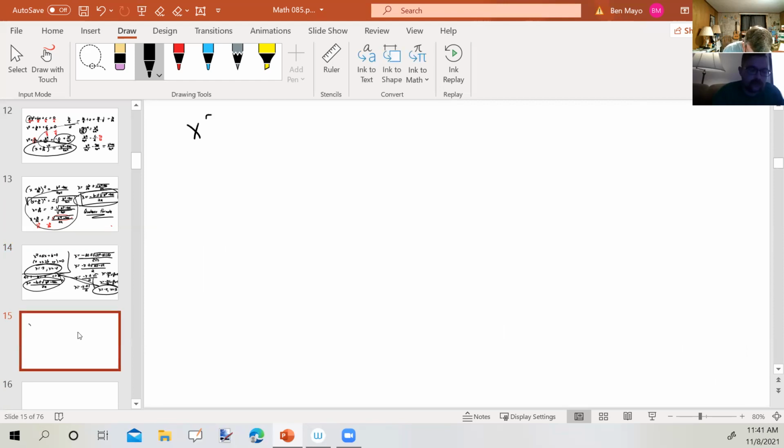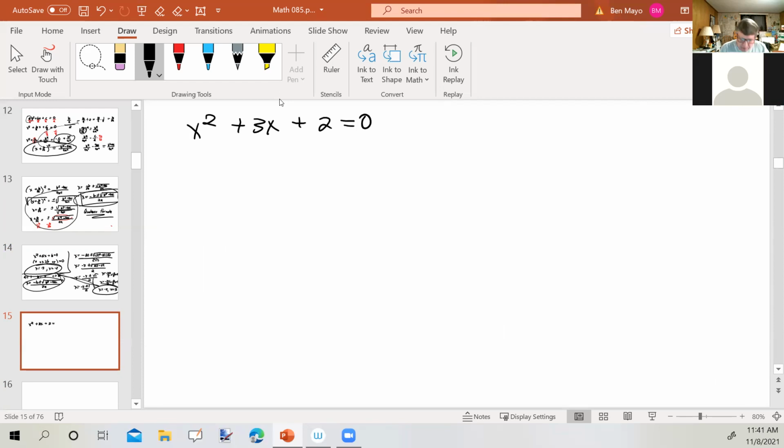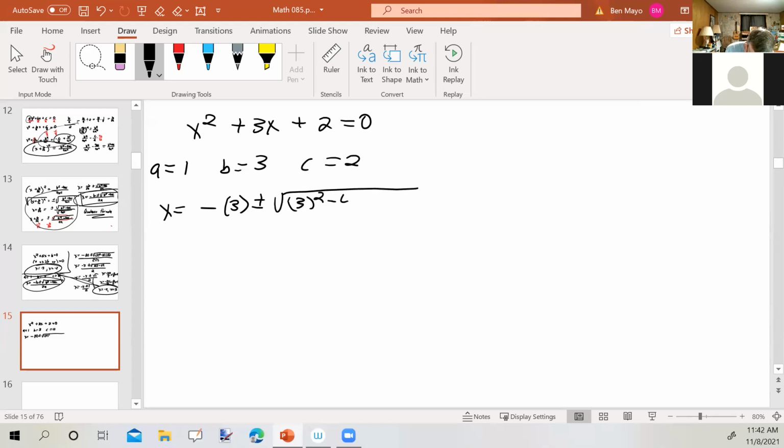So here we have x squared plus 3x plus 2 equals 0. We have a second degree equation that's in standard form, that is ax squared plus bx plus c equals 0. So just like if we were going to factor it, but we're not. So now a is 1, b is 3, and c is 2. X equals negative b plus or minus the square root of b squared minus 4ac all over 2a.